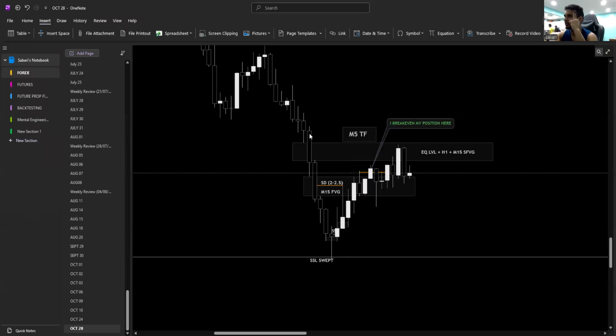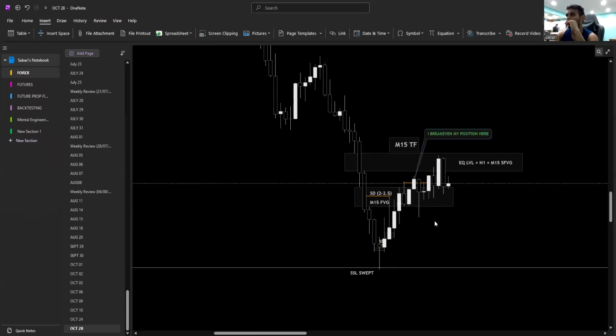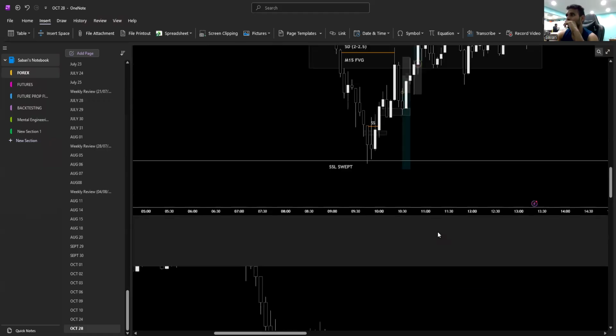Nice expansion towards the fair value gap here. As soon as it reaches this point, it's a nice reaction, right? So this is what I expected today in the morning. As soon as I get this candle, I break even on my trade, but the next candle stopped me out and closed higher because of the inversion candle. But I didn't notice that in the morning. Yeah, that's it, man. That's all I did in the morning.